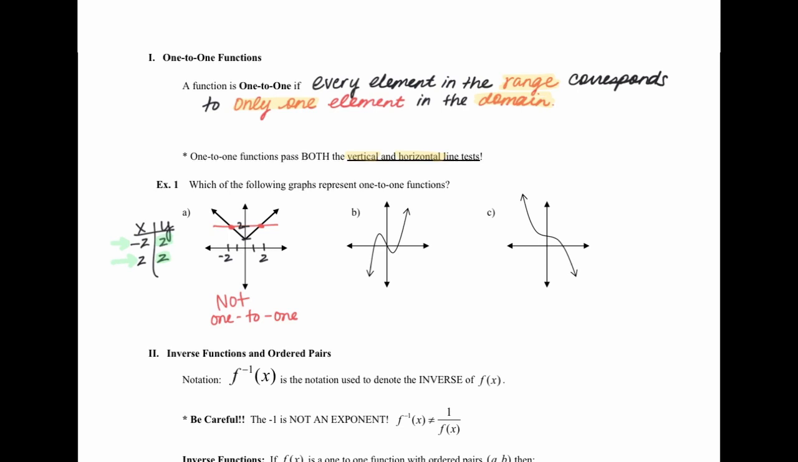Looking at B, we have the same issue. If I draw a horizontal line, it's going to intersect this curve actually 3 times, and that means it fails the horizontal line test. So this is not one-to-one either.